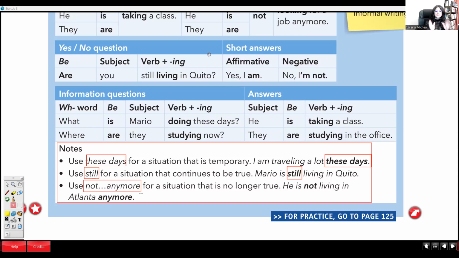So those are common expressions that you can use to practice, or to use, sorry, the present continuous when talking about temporary actions. Actions that are true now, but they are not always true, it's just at this moment of my life they are true, right?